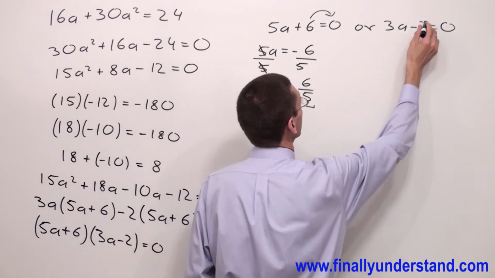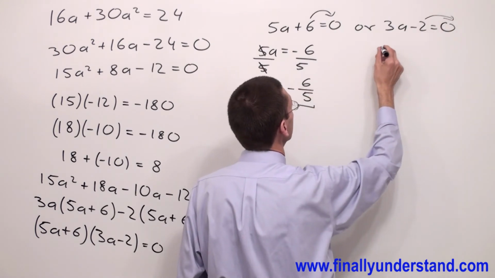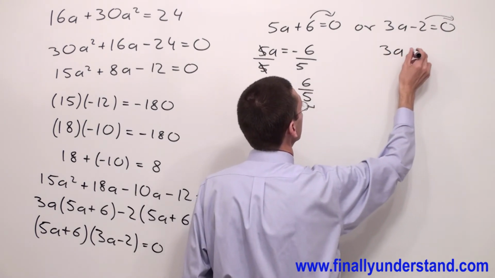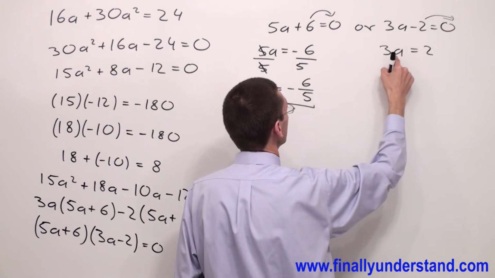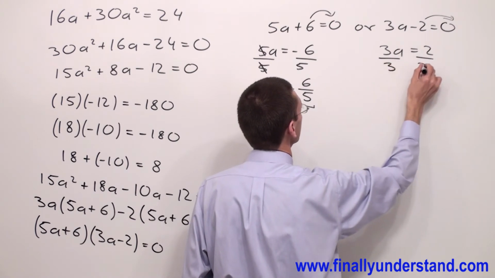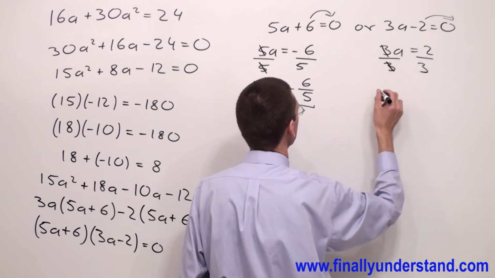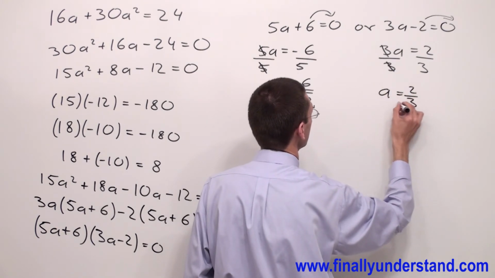And over here I'm supposed to move 2 to the right side, and I have 3a equals 2. In order to find the value of a, I have to divide both sides of the equation by 3. 3 and 3 will cancel out. I have a equals 2 over 3.